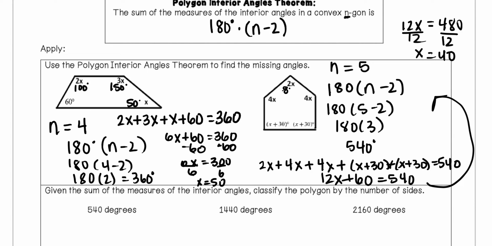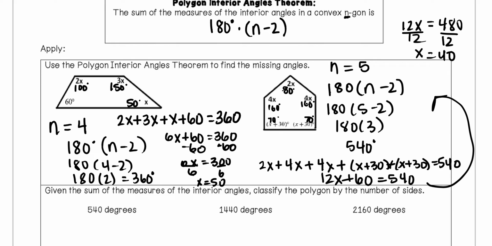So that means that this angle up top would be 80 degrees. This would be 160, and so will this one. We add 40 over here, and these base angles are 70 degrees. So when we add them all together, they should add up to that total of 540.